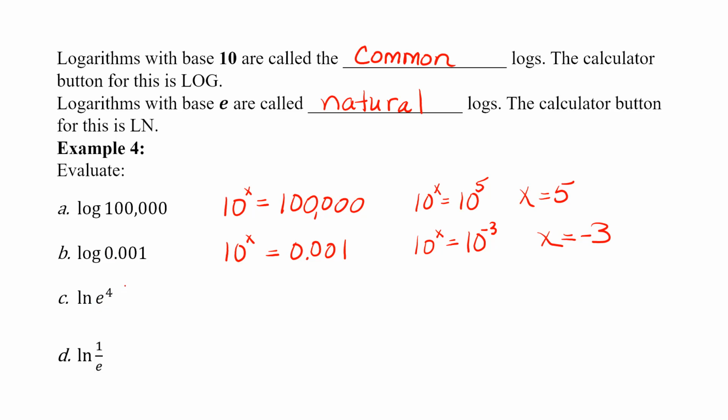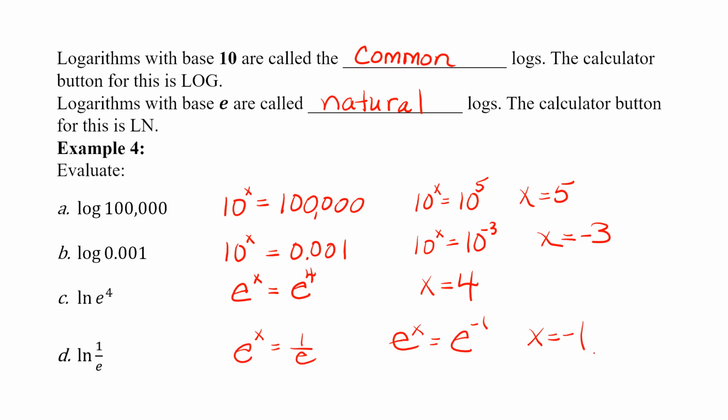Natural log of e to the fourth says, what exponent would you put on e to get e to the fourth? Well, clearly that is going to be 4. And here on D, the question is, what exponent would you put on e to get 1 over e? Well, 1 over e can be written as e to the negative 1, so x must be negative 1. If the bases are the same, the exponents must be the same.